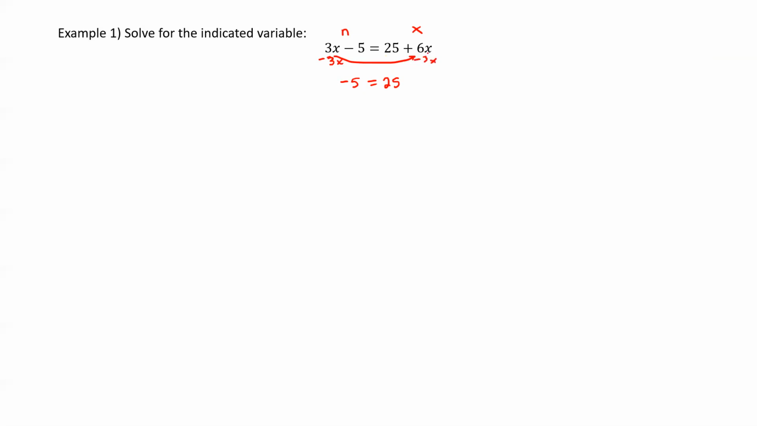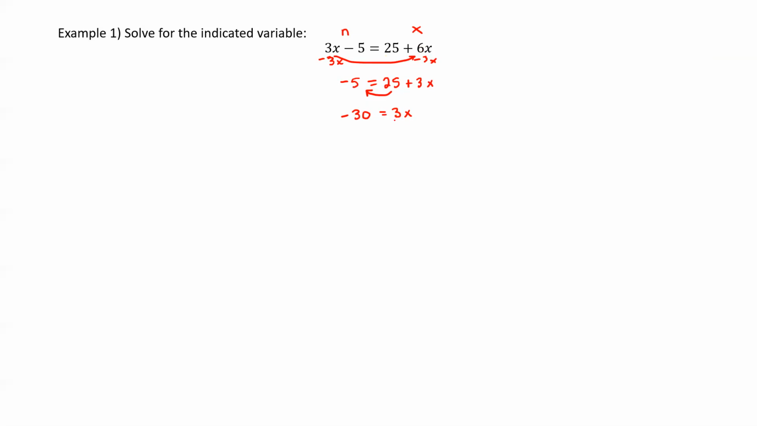Subtract from both sides. That becomes just plus 3x, right? And then we're going to move this 25 over to this side. So that would be negative 5 minus 25, which is negative 30, equals 3x. So we separated our variables.